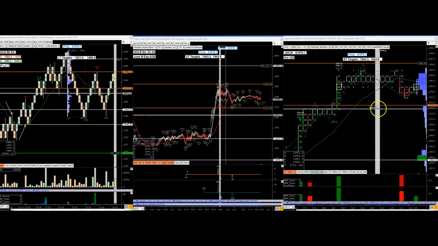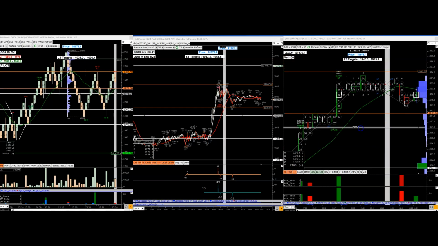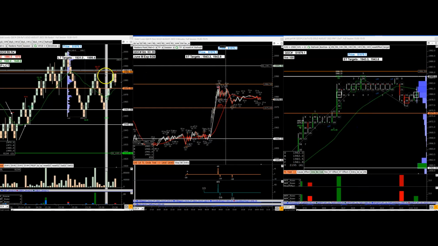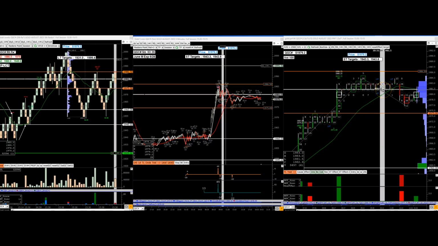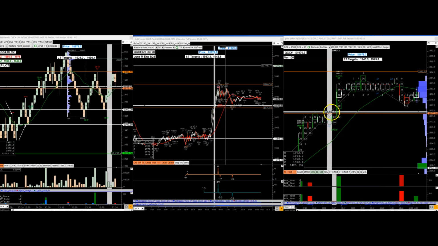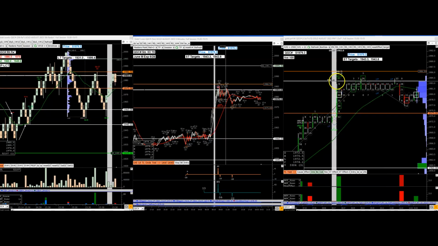So now we are actually at a resistance level right here. All right, we are at a resistance level. Now, one of two things can occur. One, it absorbs and goes higher. Two, it's going to reverse and go lower. Right? So we look here, we look here, we look here.